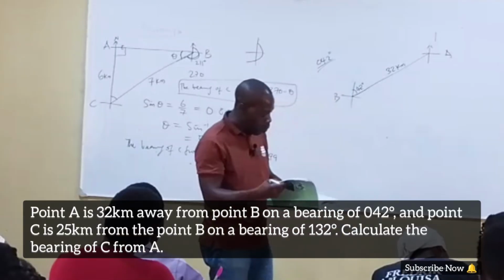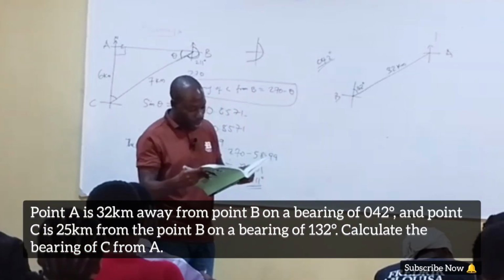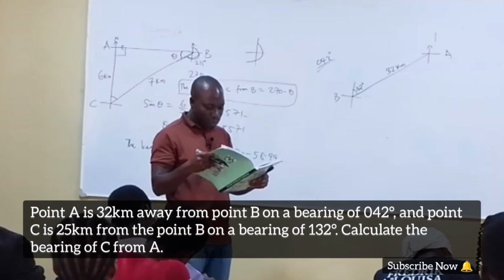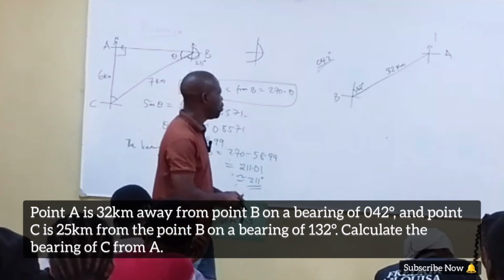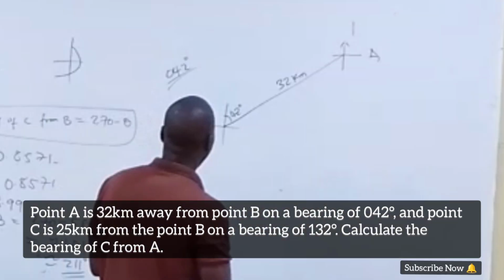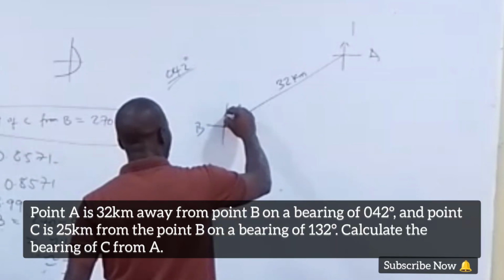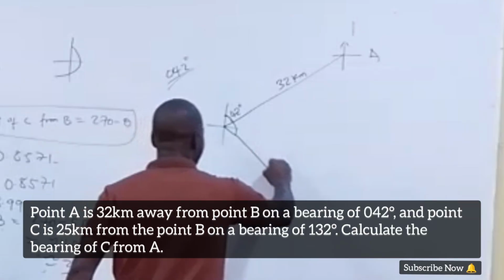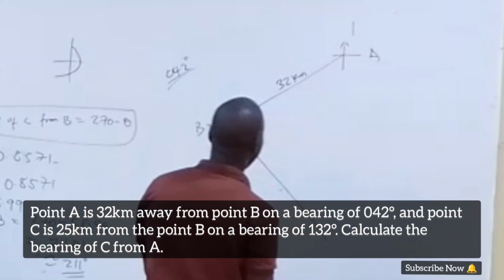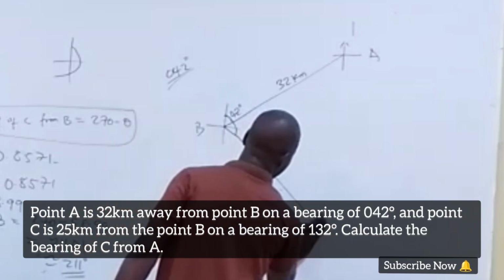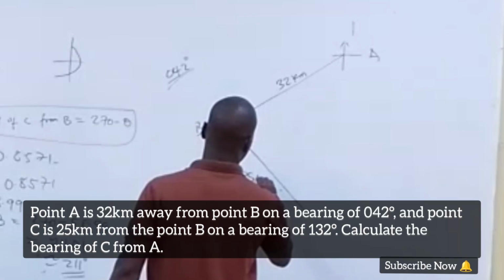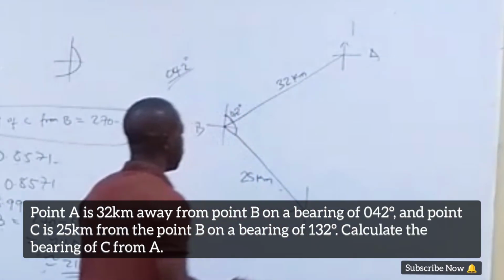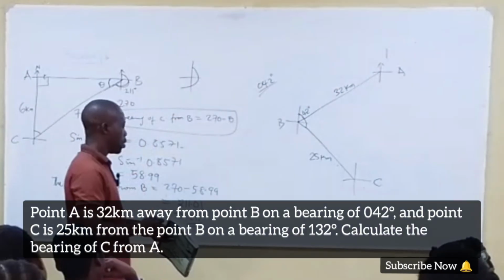All right, so now we have another point C, which is 25 kilometers from B on a bearing of 132 degrees. So C is on a bearing of 132. If you are going 132, let's say it's somewhere here. On this bearing of 132, C is 25 kilometers. This is point C. Okay?